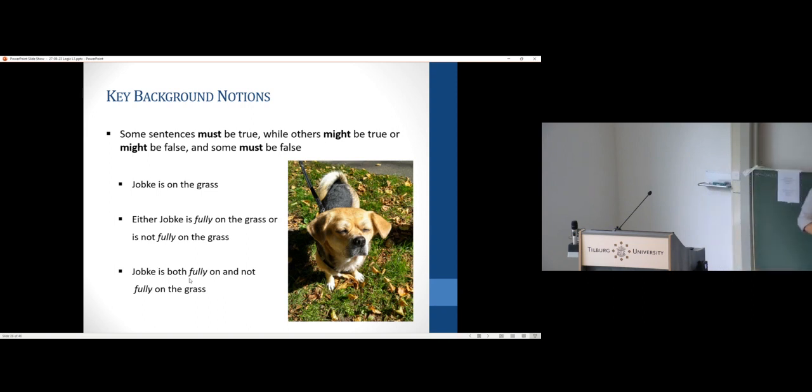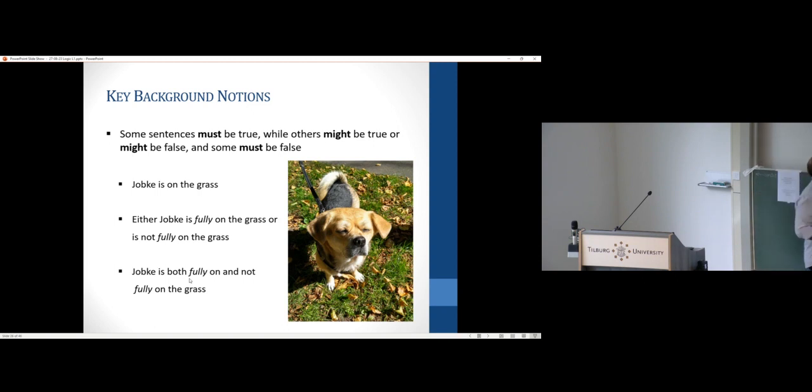And I'll try and motivate this with some examples. Again, I'm not too worried about whether you agree with these particular examples. I just want you to get the conceptual distinctions here. So this is my old dog Jopke. I keep her in as a tribute. So Jopke's on the grass. Take that sentence. Well, that seems like it could be true, right? As in the picture. Or it could be false. She could have been standing over on the path instead. So that looks like it might be true, or it might be false, depending on how the world shakes out.